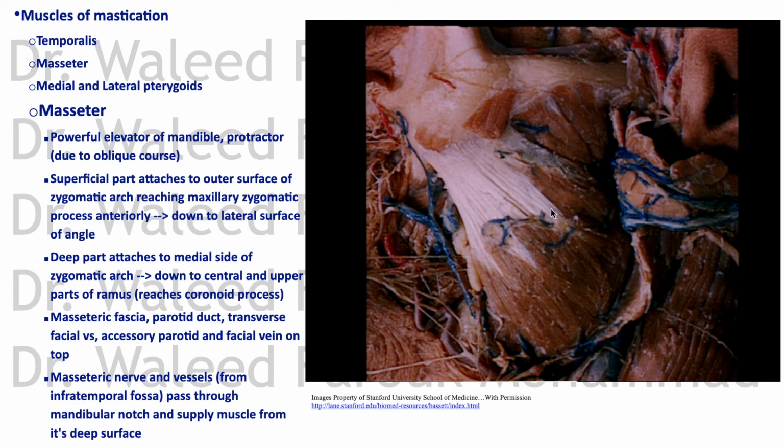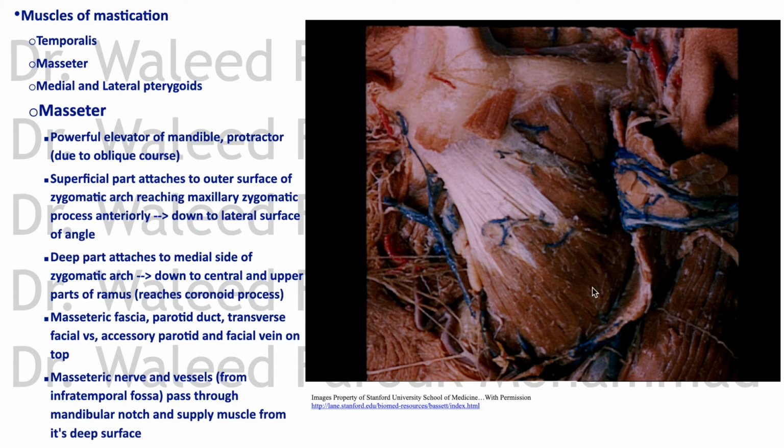They both meet and insert at the lateral side of the mandible. Now, the superficial part arises from the outer surface of the zygomatic arch. It may take from the back of the maxilla as well, reaching as far forward as the back of the maxilla, then descends to insert itself at the lateral surface, or the outer side, of the angle of the mandible.